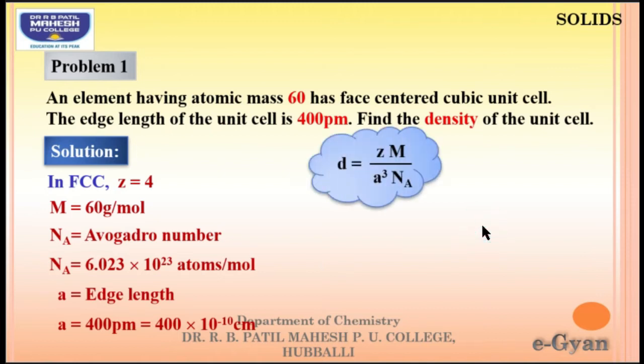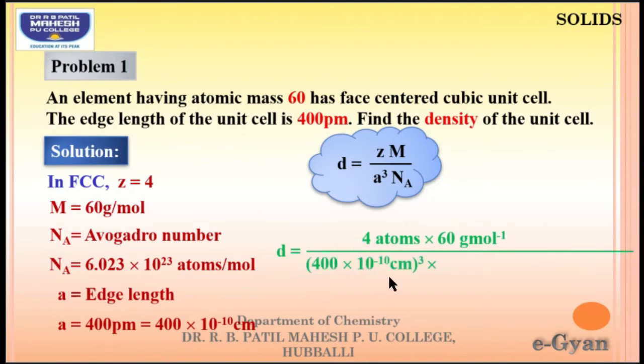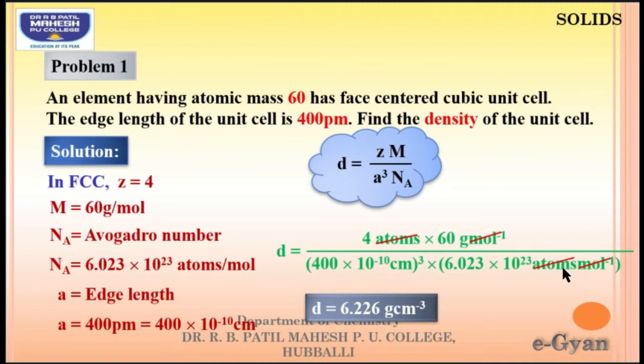Now let us calculate density. D is equal to ZM divided by A cube into Na. Substitute. Z is equal to 4, M is equal to 60, divided by 4 into 10 to the power of minus 10 centimeter cube into 6.023 into 10 to the power of 23. Atoms and mole get cancelled. On solving, we will get 6.226 grams per centimeter cube, that is grams per ml.